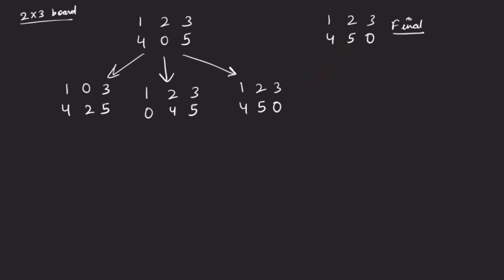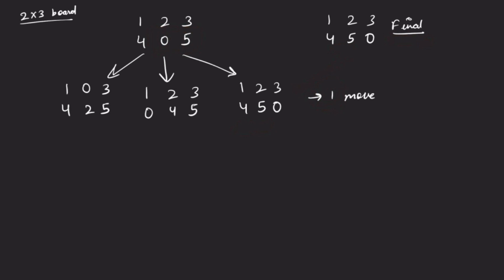Yes, it is. So that means we had to do one move. We had to do one move which was swapping this 0 with this 5, and we were able to convert the board state into the final state. So our answer is going to be 1 in this particular case, right?